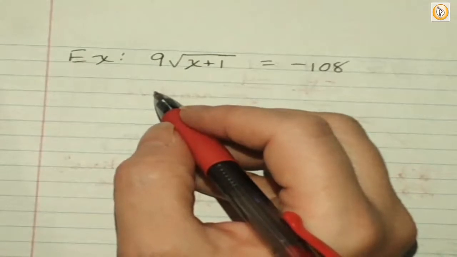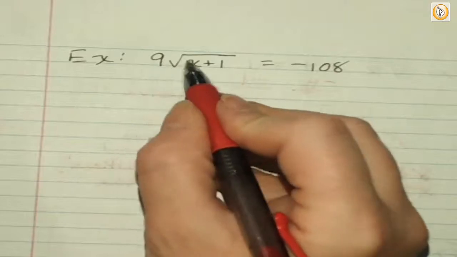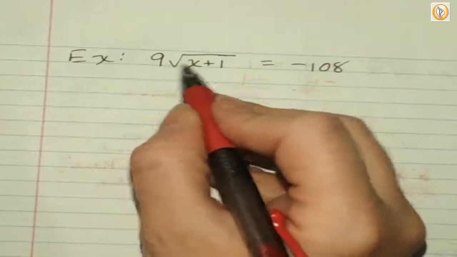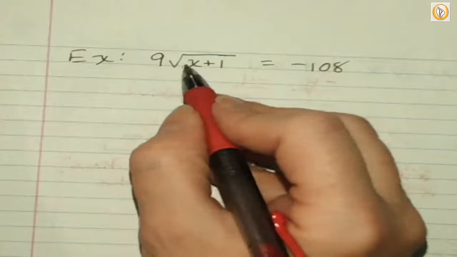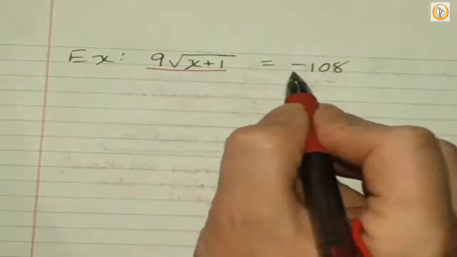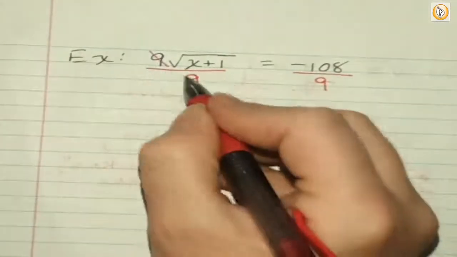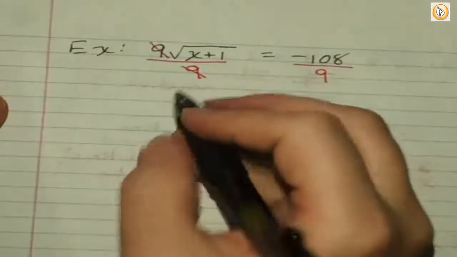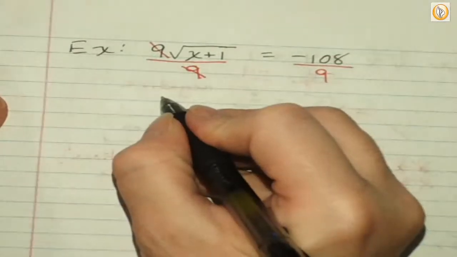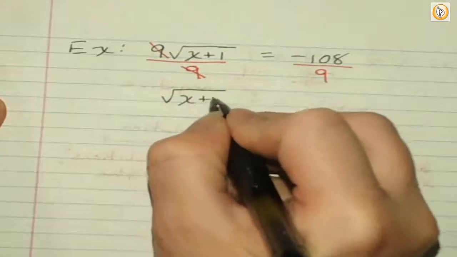You divide. Yes. So 9 is being multiplied with this radical sign, kind of like you would parentheses. Since 9 is being multiplied by this, we're going to divide both sides by 9. Good call. So you get radical x plus 1 equals -12.